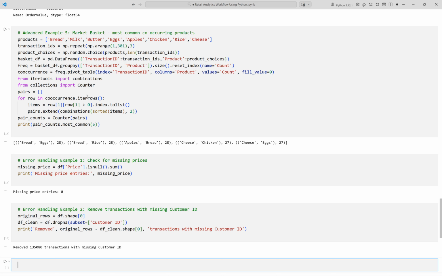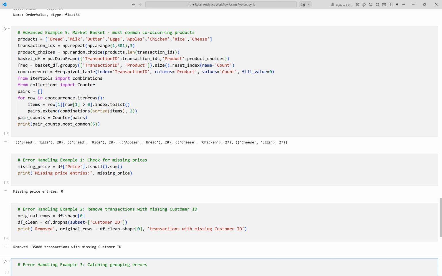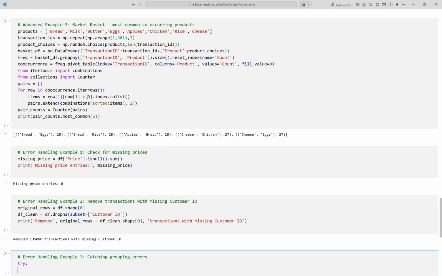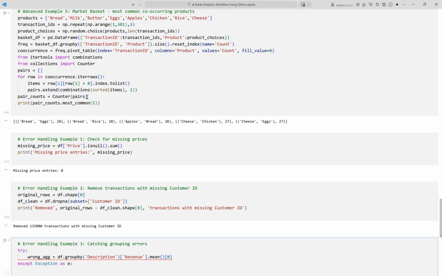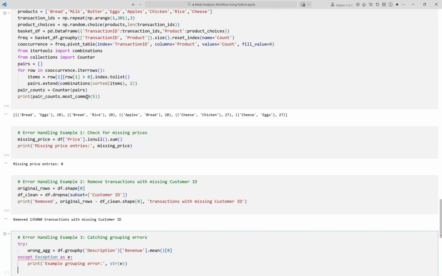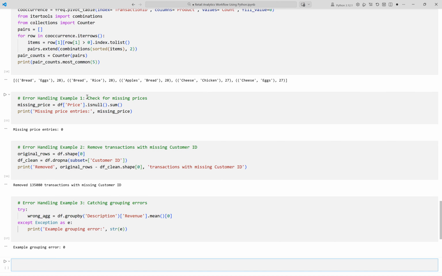If you try to access a group result by index, you might get a confusing error. We attempt to get the first group mean revenue directly. We catch and print the error message for educational purposes. This helps you avoid common pandas grouping mistakes. Running the cell now. This output highlights a common mistake when grouping data, attempting to index a grouped result improperly.